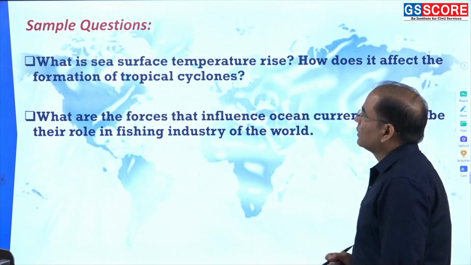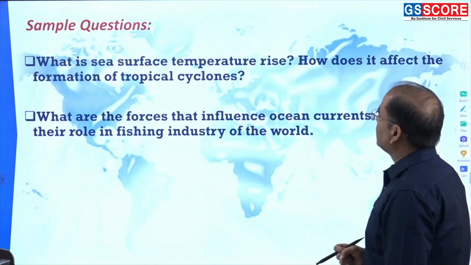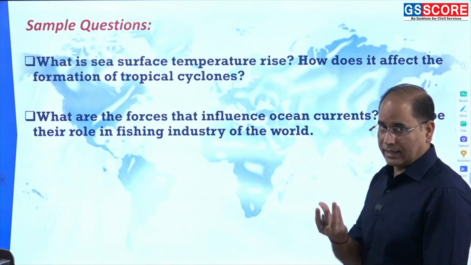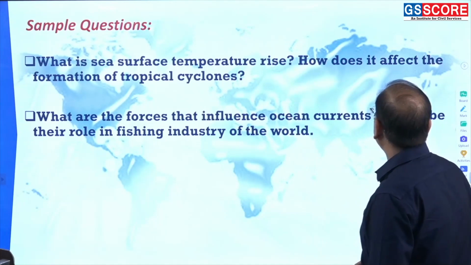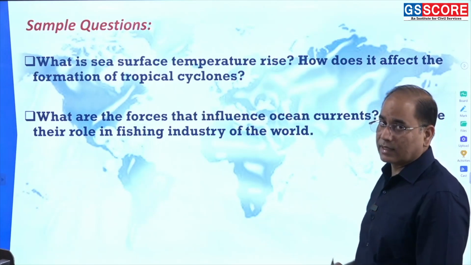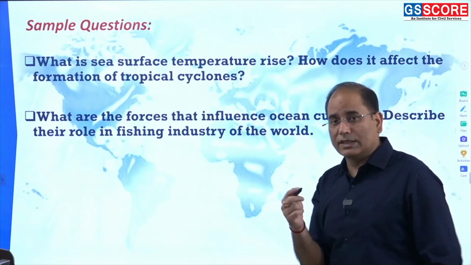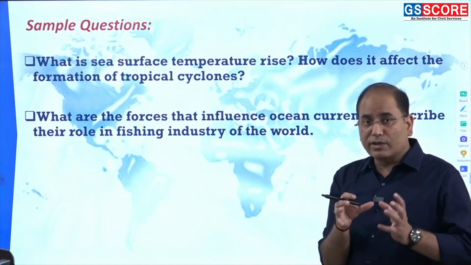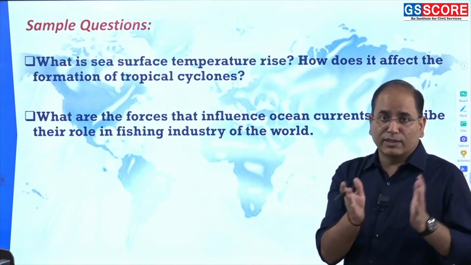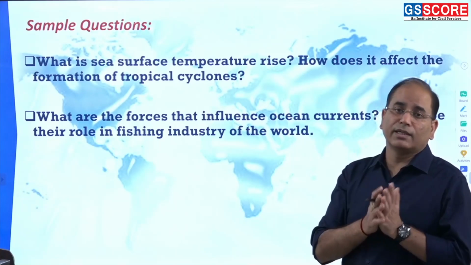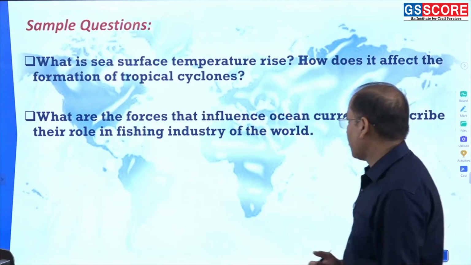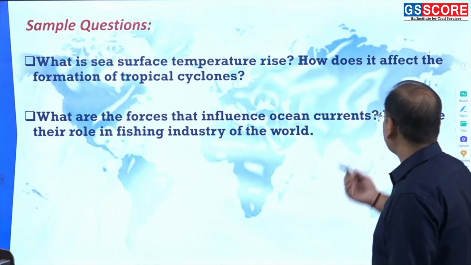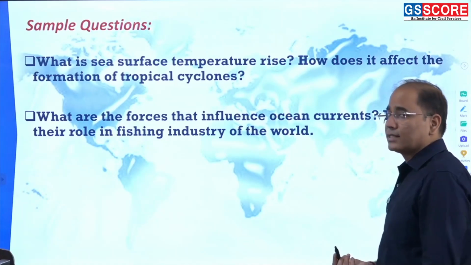Now, if you look at questions like what is sea surface temperature rise related to climate change, how does it affect the formation of tropical cyclones? Tropical cyclone is a topic that is primarily related to the climate, but it is associated with the ocean. So, we cannot differentiate that this is ocean. The ocean and climate need to be studied in one go, in one sitting. What are the forces that influence ocean current? Describe their role in the fishing industry of the world.